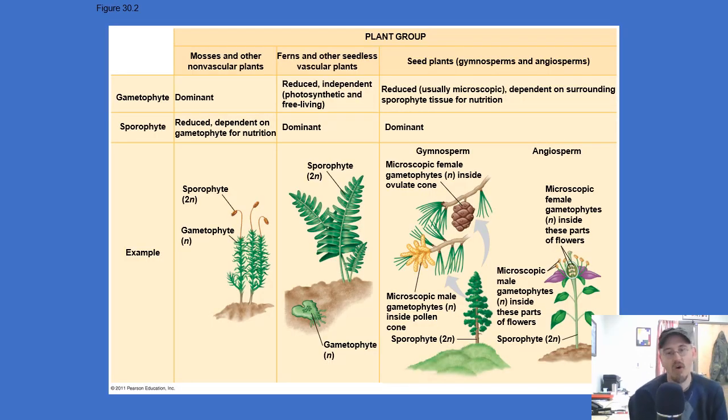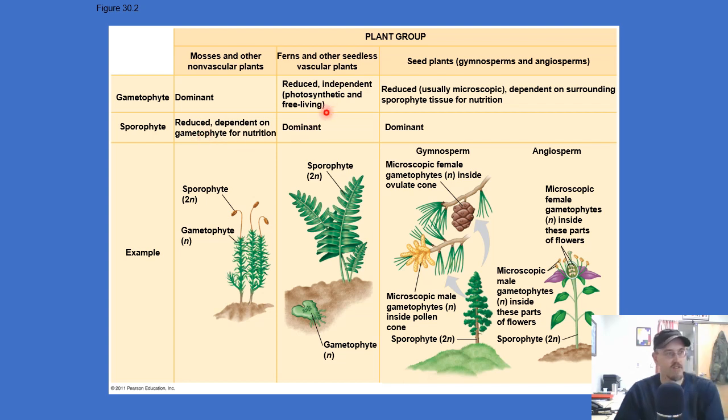So if we look at all of the different kinds of plants, this is a great figure to remember how this works. In the mosses, way down here at the bottom, they have a dominant gametophyte, meaning it's big and green and lives a long time. The sporophyte is tiny, and it's plugged into the gametophyte for food. It doesn't photosynthesize on its own.